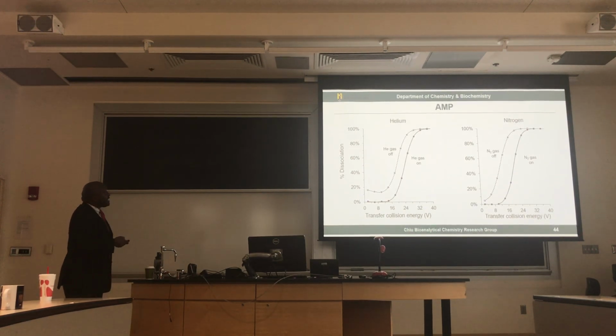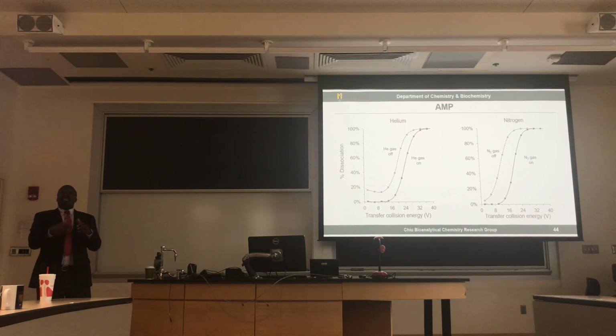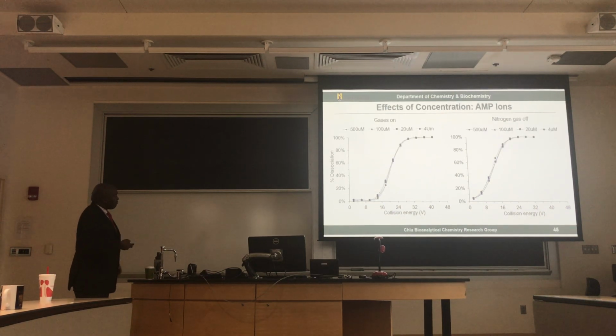So in this case, in AIP, we turned the helium off. And once we turned the helium off, you can see you require less collision energy to achieve the same percentage dissociation than when the helium gas is on. And then in nitrogen, we did the same, and with nitrogen gas off, you require less collision energy to achieve the same percentage dissociation. And again, this agrees with the idea that the gases are there and they cause collisional cooling.